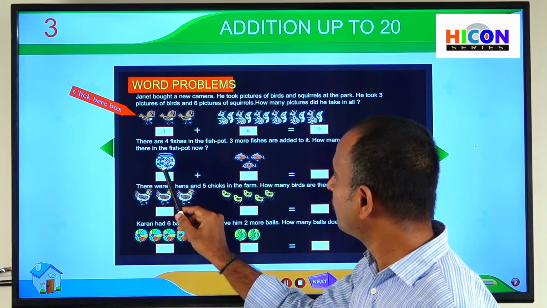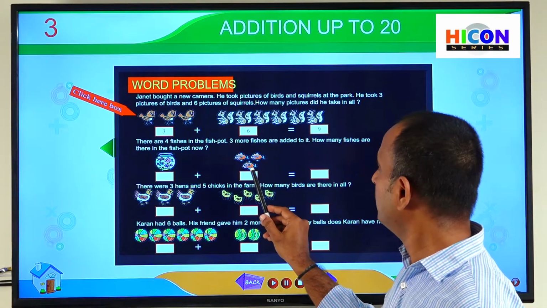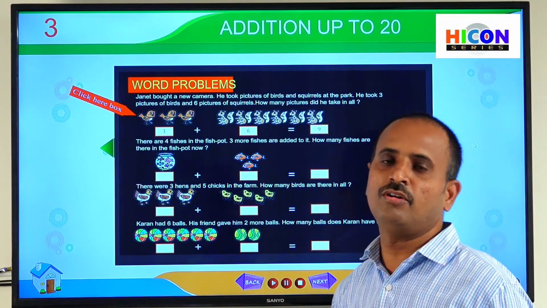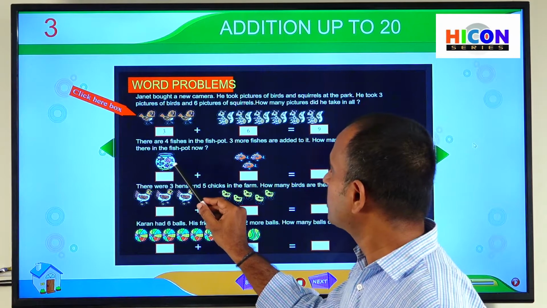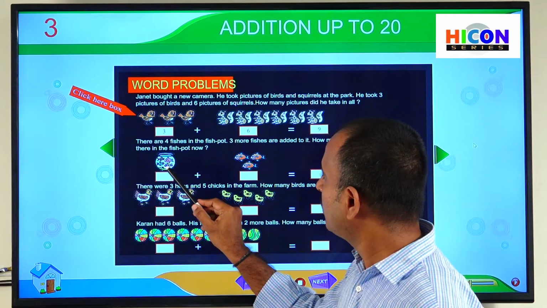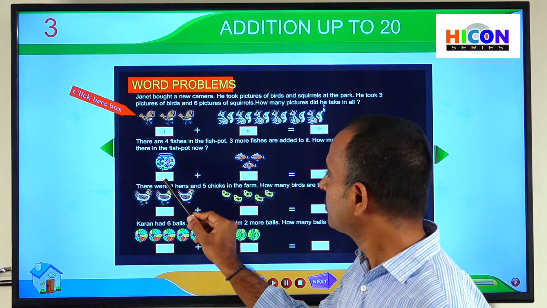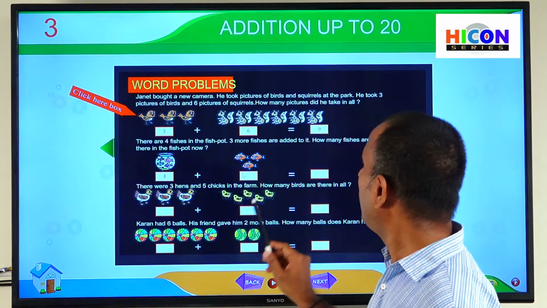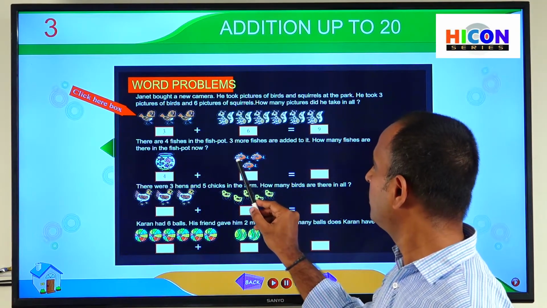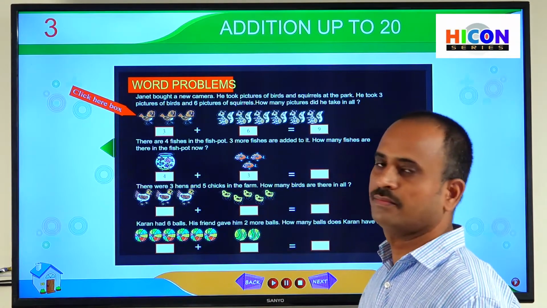There are 4 fishes in the fish pot. And again they added 3 fishes to the fish pot. Total how many fishes became in the fish pot? So how many fishes are there in the fish pot? There are 1, 2, 3, 4 fishes. So write 4 in this box. Next, how many fishes did they add? 1, 2, 3. So write 3 in this box.